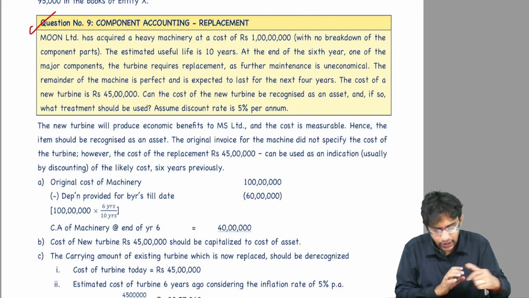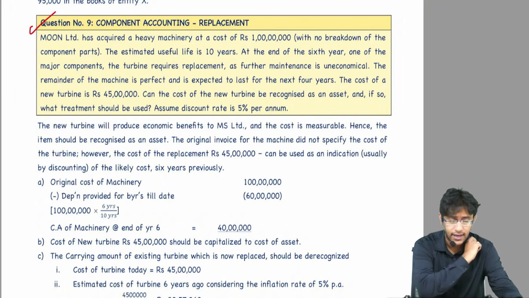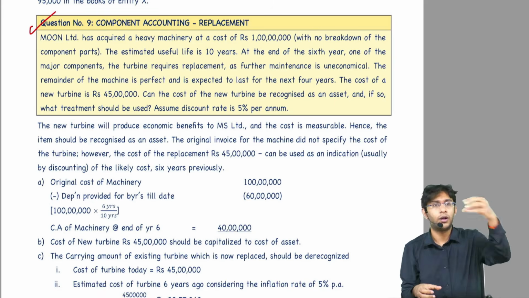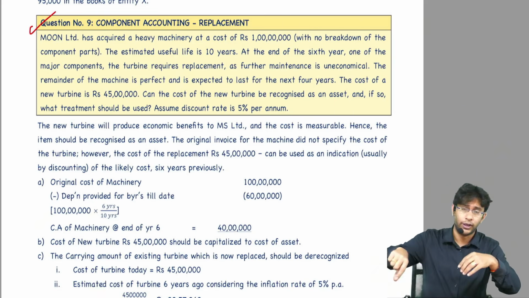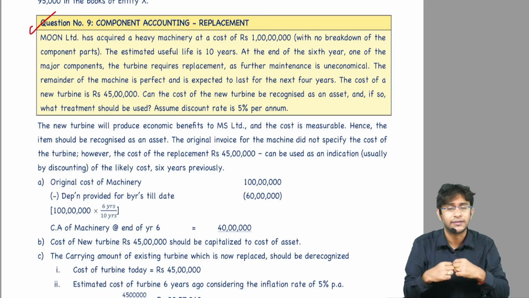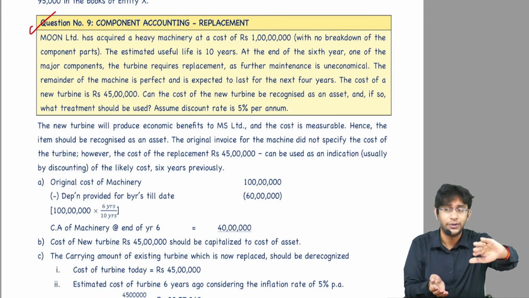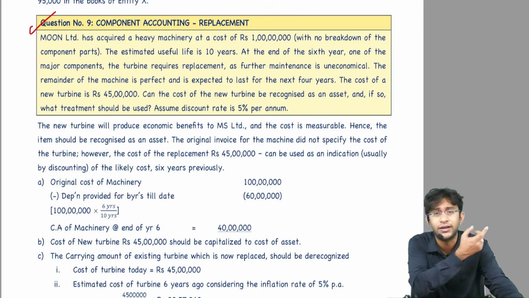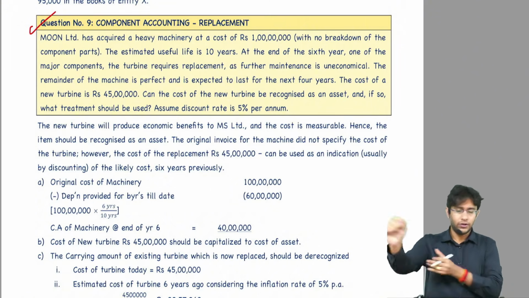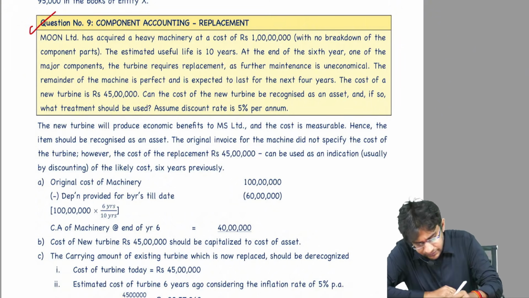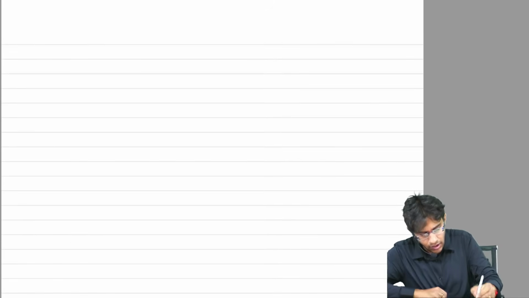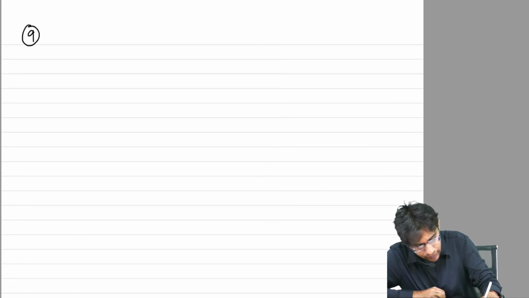Very well. Can the cost of the new turbine be recognized as an asset? And if so, what treatment should be used? Of course, the new turbine you are installing, the old turbine you are removing. The new turbine cost must be capitalized, the old turbine carrying amount must be de-recognized. Assume the discounting rate is 5% per annum. Why is he giving you a discounting rate of 5% per annum? We have to see. Now let's solve this question. It's a very good question. Question number 9.